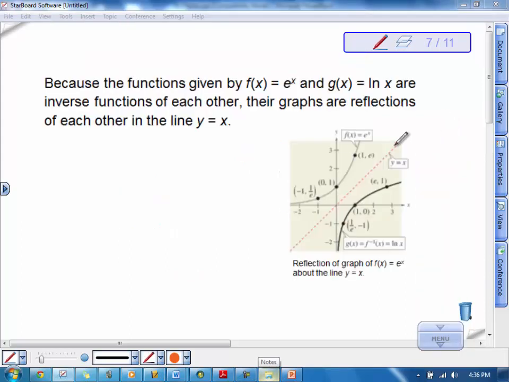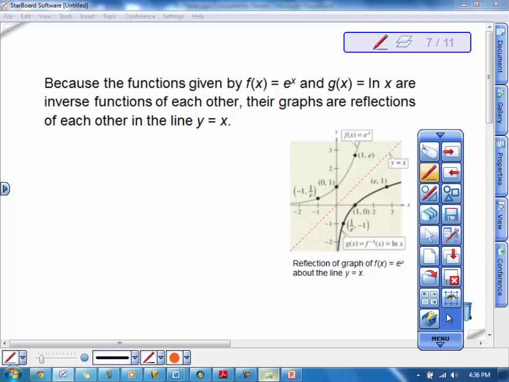You can see that they're graphed here. Here's e to the x, here's natural log of x. You can see they're reflective of the line y equals x. So they are inverses of each other.